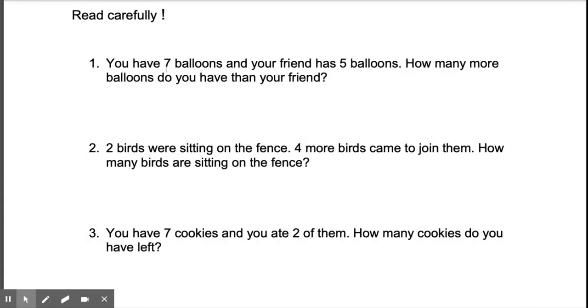You have 7 balloons and your friend has 5 balloons. How many more balloons do you have than your friend? Okay, so the first thing you would need to do is highlight. I don't think I have a highlighter on here, so I'm going to circle. I'm going to circle in yellow.